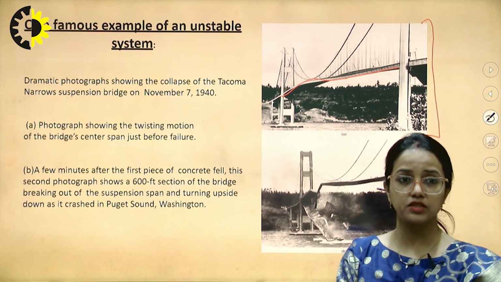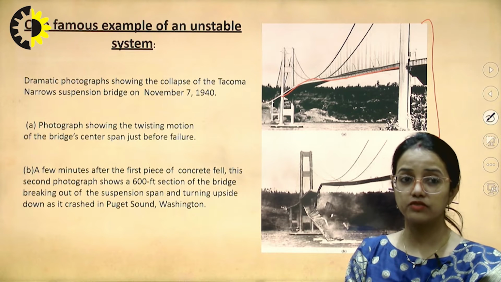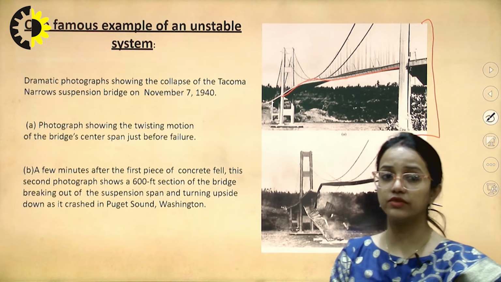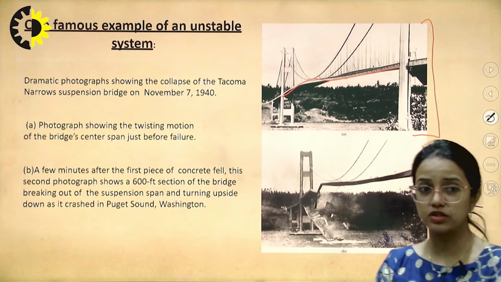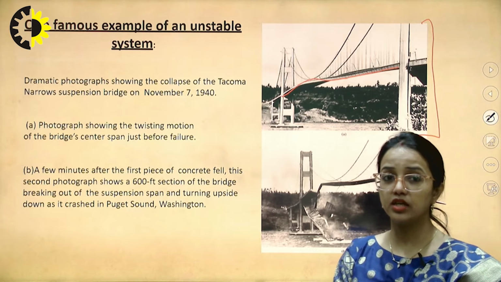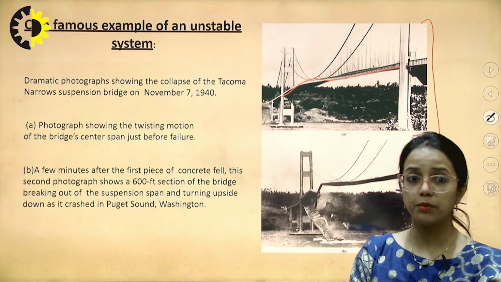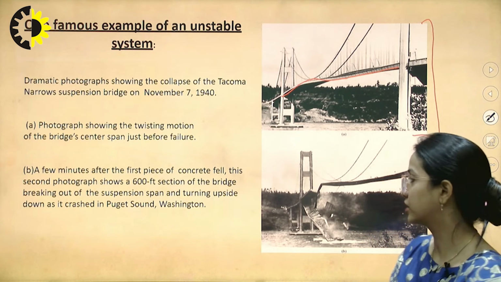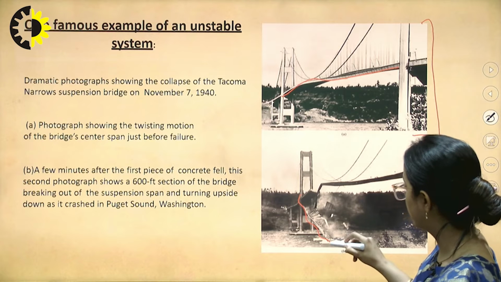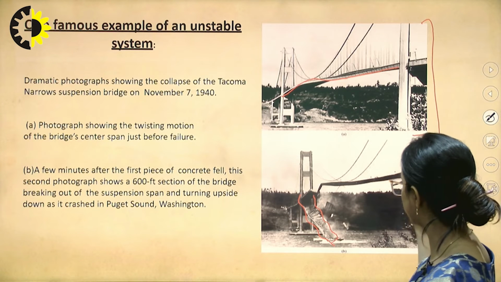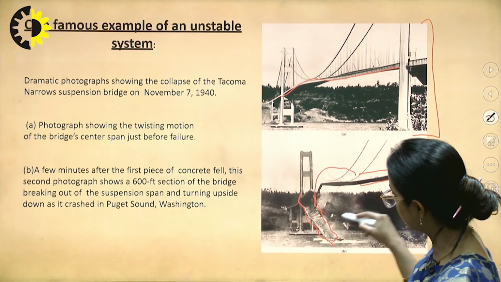A few minutes after the first piece of concrete fell, this second photograph shows a 600 feet section of the bridge breaking out of the suspension span and turning upside down as it crashed into Puget Sound in Washington. You can see that the complete bridge fell down.